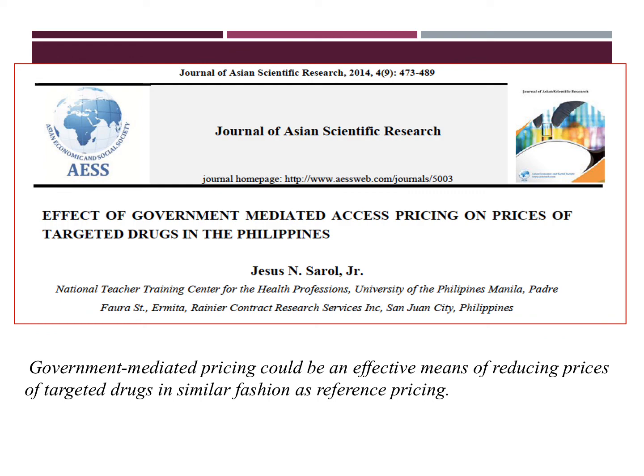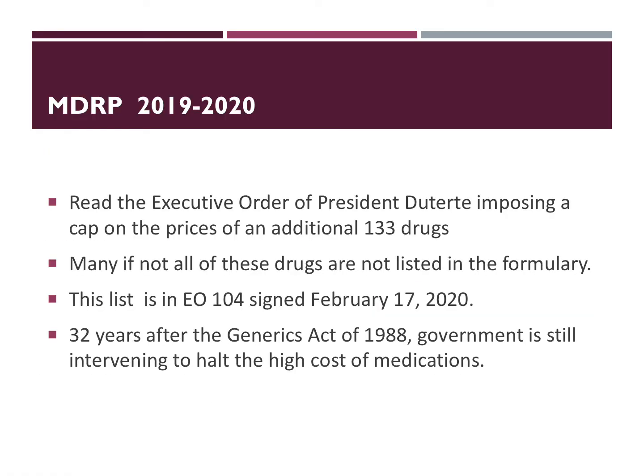Now, that was 2008 when we had the Cheaper Medicines Act. And last year, 2019, and early this year, this was again invoked by the current president, where a cap was placed on the prices of an additional 133 drugs. What is surprising, though, is that many of these 133 drugs are not even listed in the formulary, so they're not considered to be essential drugs. And yet, the government felt that it needed to step in in order to decrease the prices of these 133 drugs.